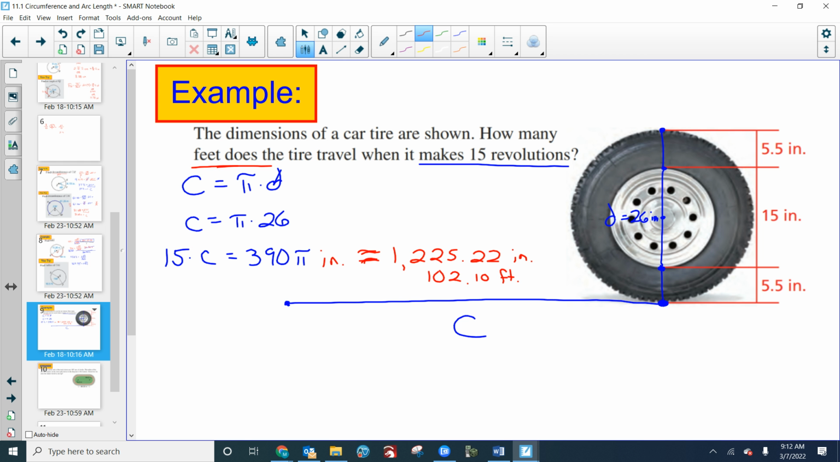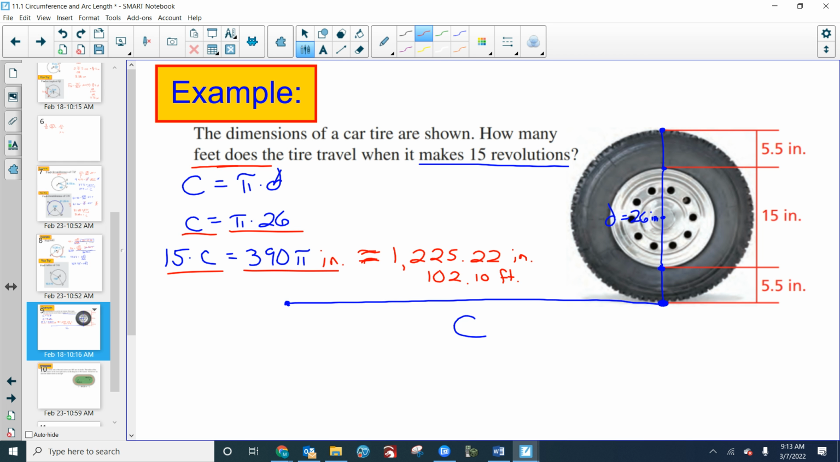Okay. Why did you do 390 pi equals 15? I don't get why you did that, because I did something else, but I got the same answer. Okay. 1C was 26 pi. 15 C's is 390 pi. I multiplied by 15. They asked us 15 revolutions. So not just one circumference, 15 circumferences. Yeah, that's what 15C means. But what's the 390? That's 26 times 15.